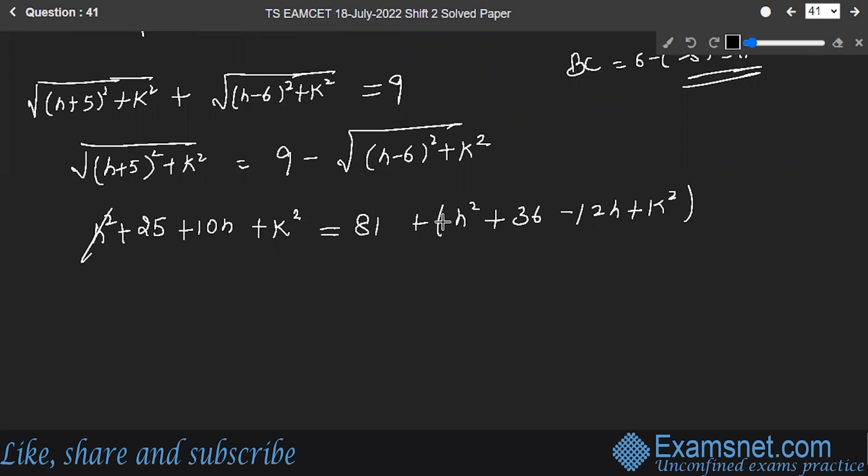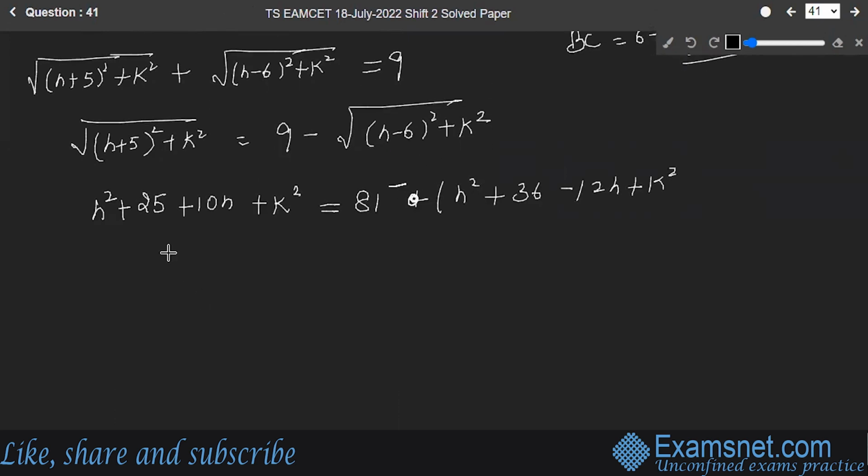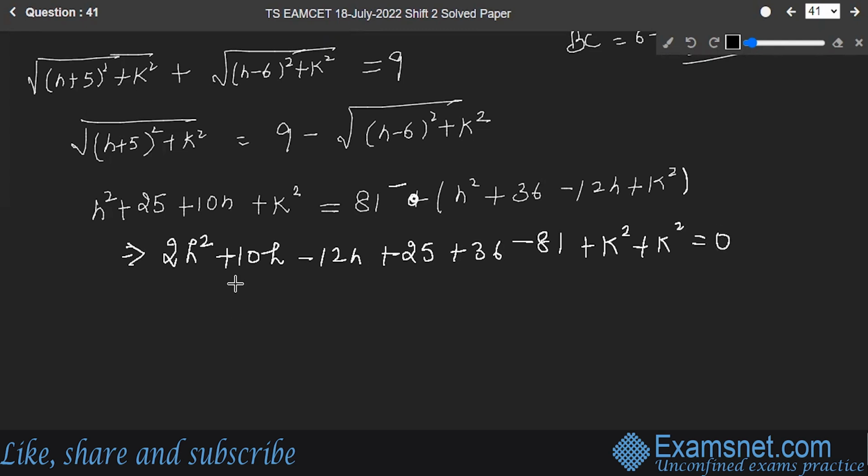Sorry, here was minus. This is supposed to be minus. Now, this can be written as, I have squared both the sides. So it will be, let's open up. This is equal to 2H square plus 10H minus 12H plus 25 plus 36 minus 81 plus K square plus K square is equal to 0. Okay, one thing I left over here was the multiplication term. This is something I have missed. I will redo this step, squaring both the sides. Something is wrong, so let's do the squaring on both the sides again.